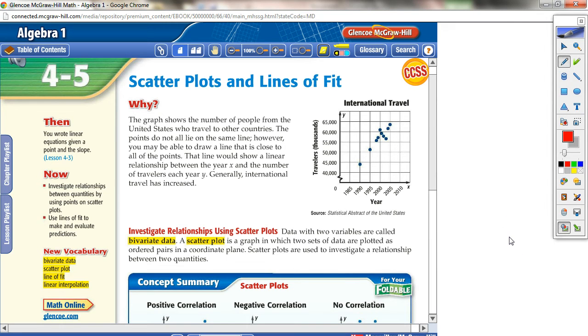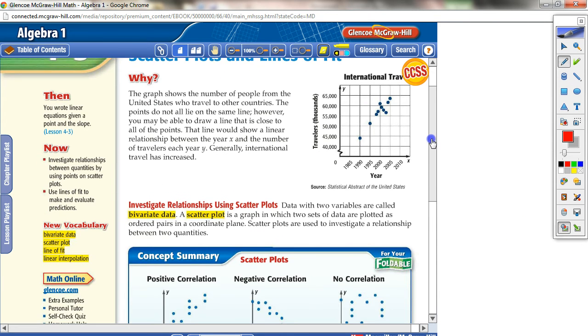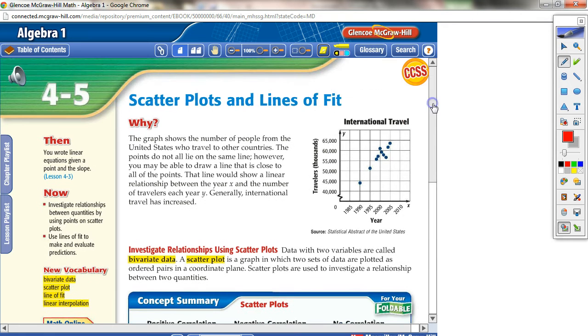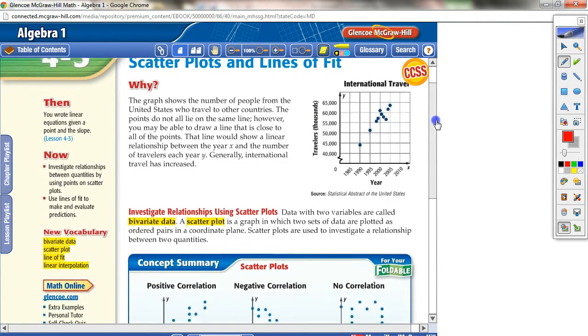We are moving on to Chapter 4, Section 5, Scatter Plots and Lines of Fit. Okay. So we've learned about scatter plots and lines of fit a little bit in pre-algebra last year.